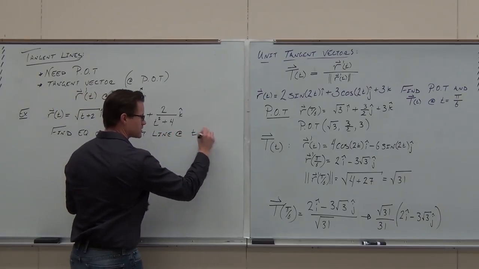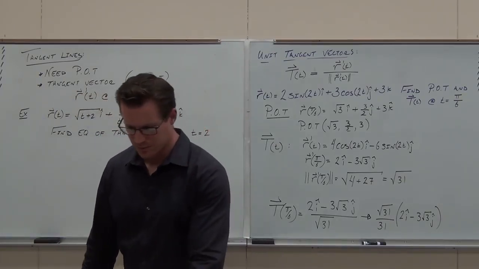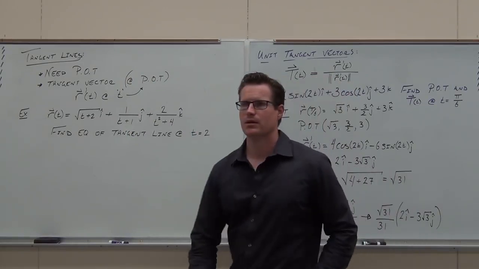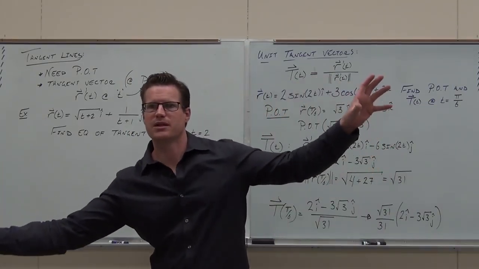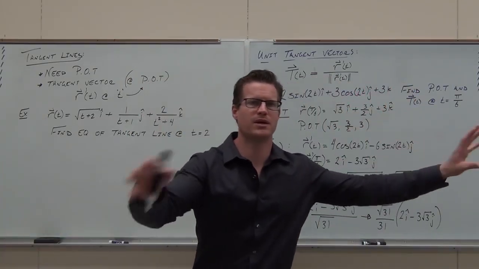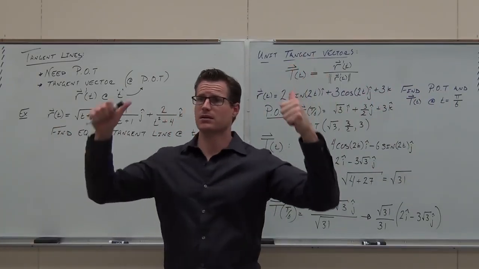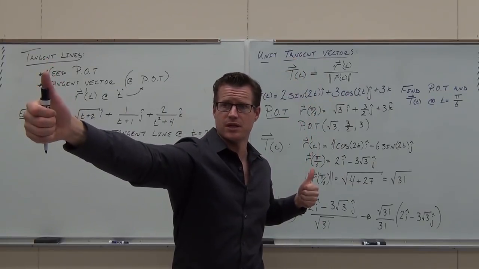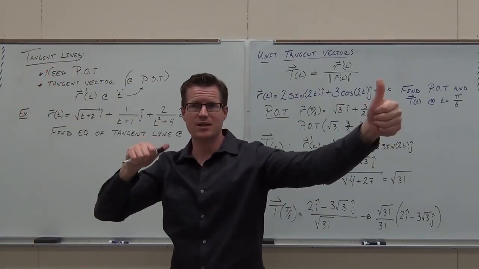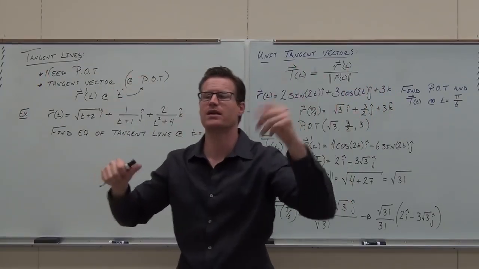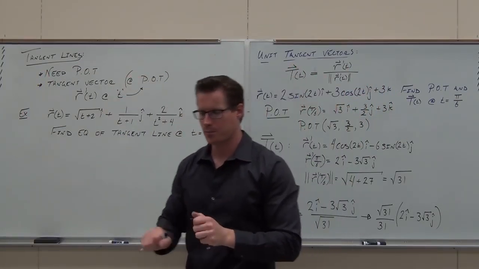Probably 2. Let's pick 2. Find the equation of the tangent line at t equals 2. Okay, everyone in class right now, what two things do you need to make the equation of a line in 3D? Point and direction vector. Those are the two things you need. The equation of a tangent line means a point of tangency and a tangent vector. Find the point of tangency right now. Go.